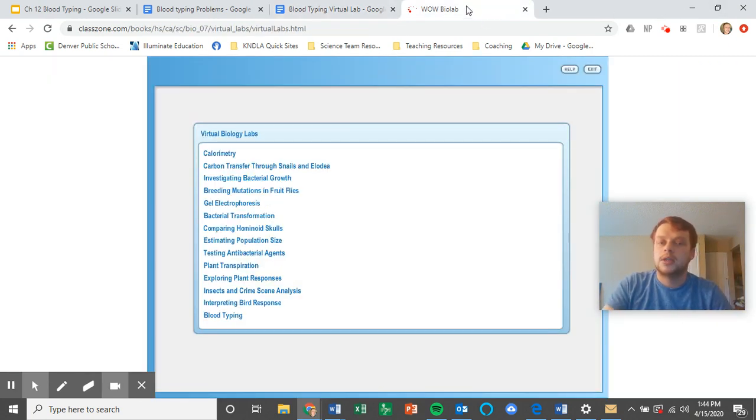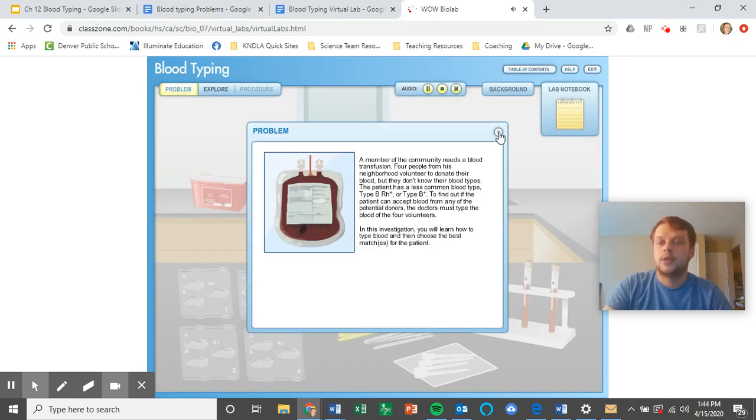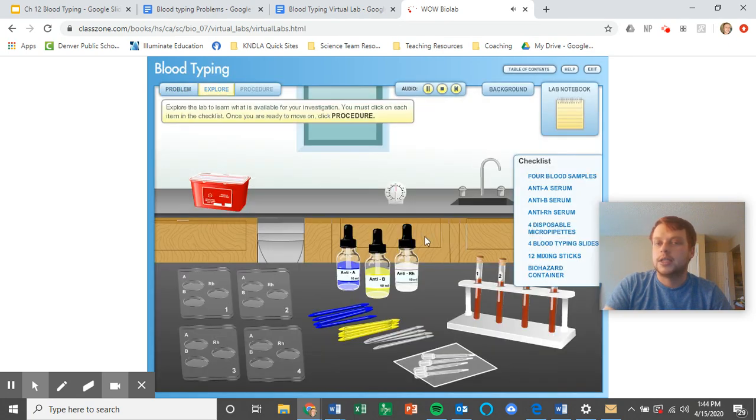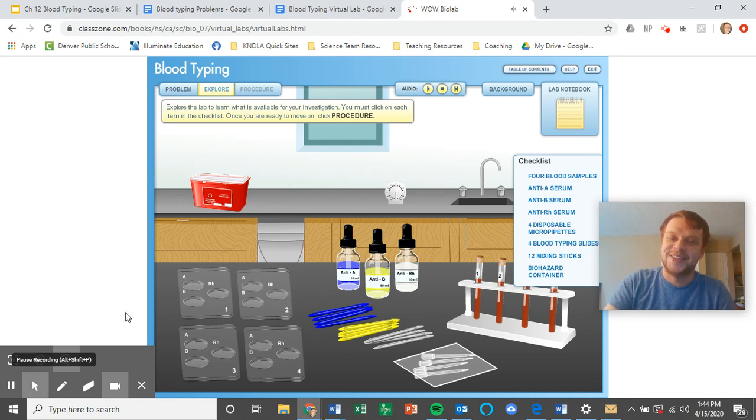But once you click onto this, you're going to go down to blood typing. A member of the community needs a blood transfusion. Explore the lab to learn what is available for your investigation. You must click on each item in the checklist. Once you are ready to move on, click Procedure. Great. So it'll talk you through exactly what it is that you need to do for the lab.